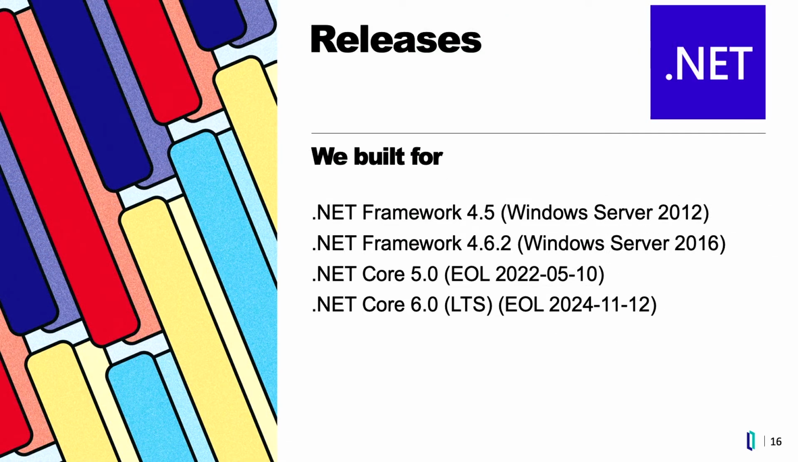We build for .NET Framework 4.5 and 4.6. Usually that means we're trying to target the lowest common denominator in order that it works for all of the projects that you're targeting. And for .NET Core, currently we are targeting 5, and support for 6 is on the way.